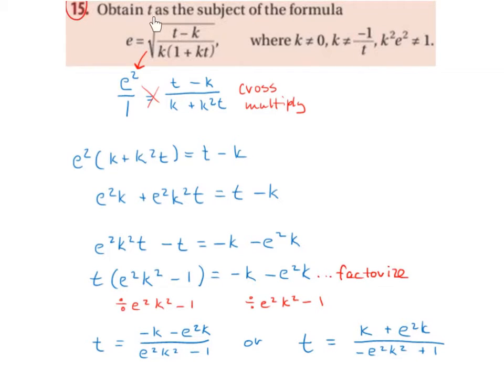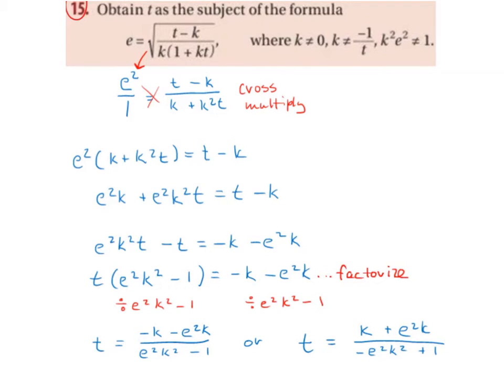Now, if a square root comes over the equal sign and squares what's on the left, it's going to square the numerator and the denominator. But 1 squared is still just going to be 1, so I'm not going to bother squaring that. So I have E squared over 1 is equal to T minus K divided by K plus K squared T. Now I'm going to cross multiply. It's going to be E squared times K plus K squared T, so E squared times K plus K squared T is equal to 1 times T minus K, which is just T minus K.